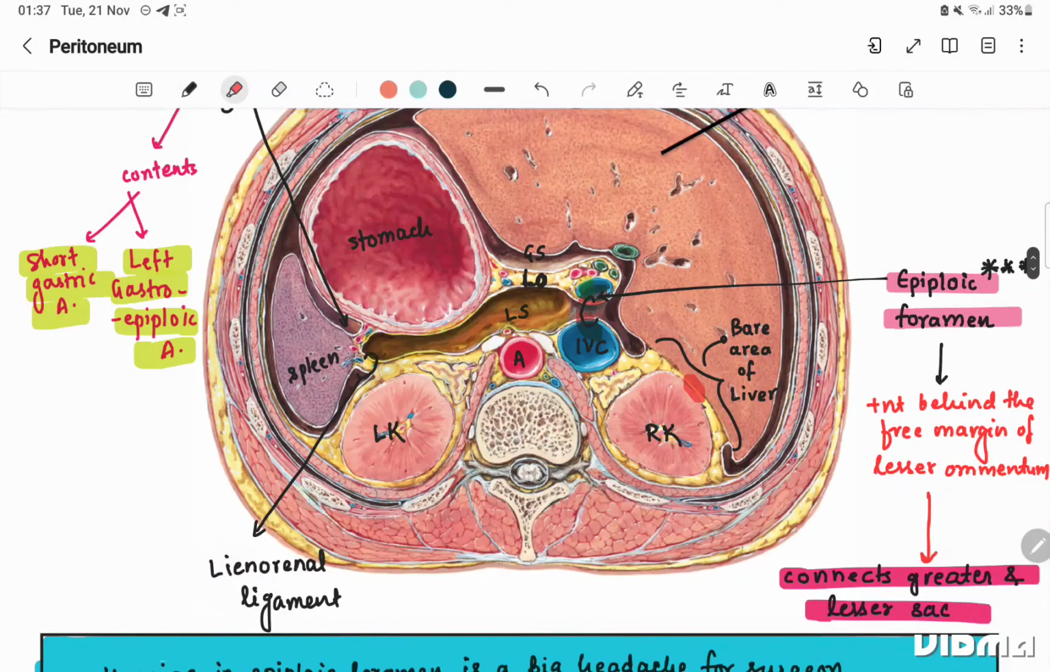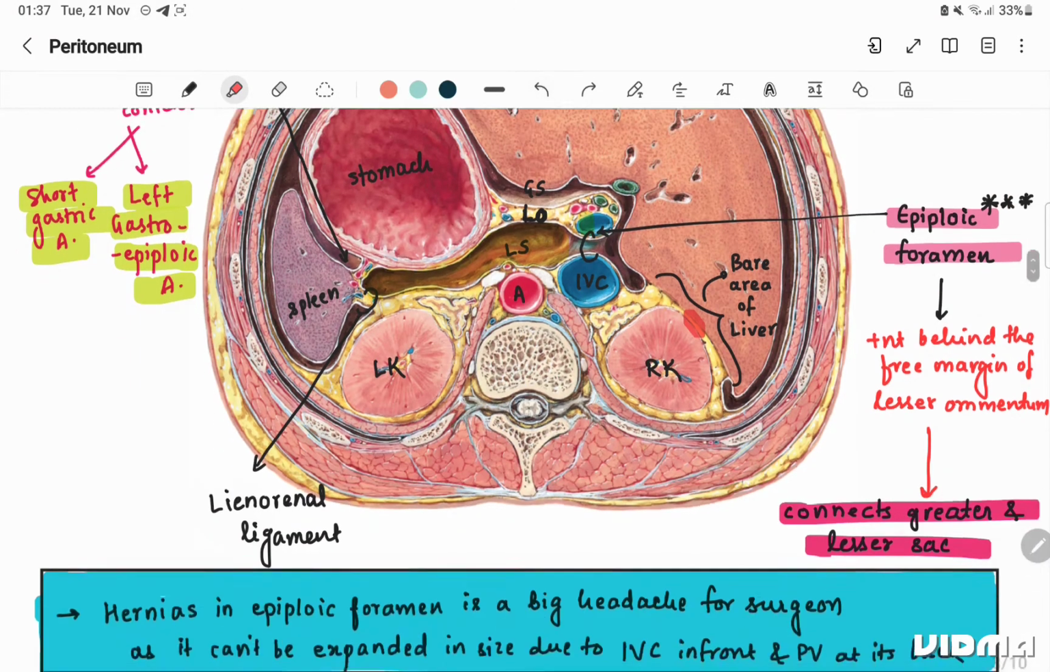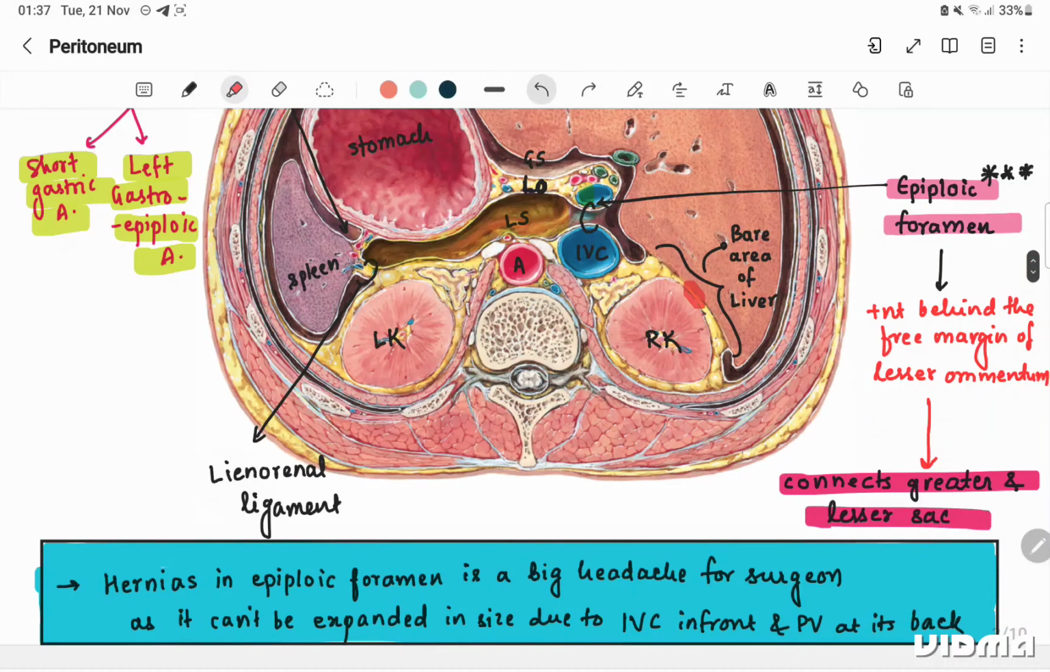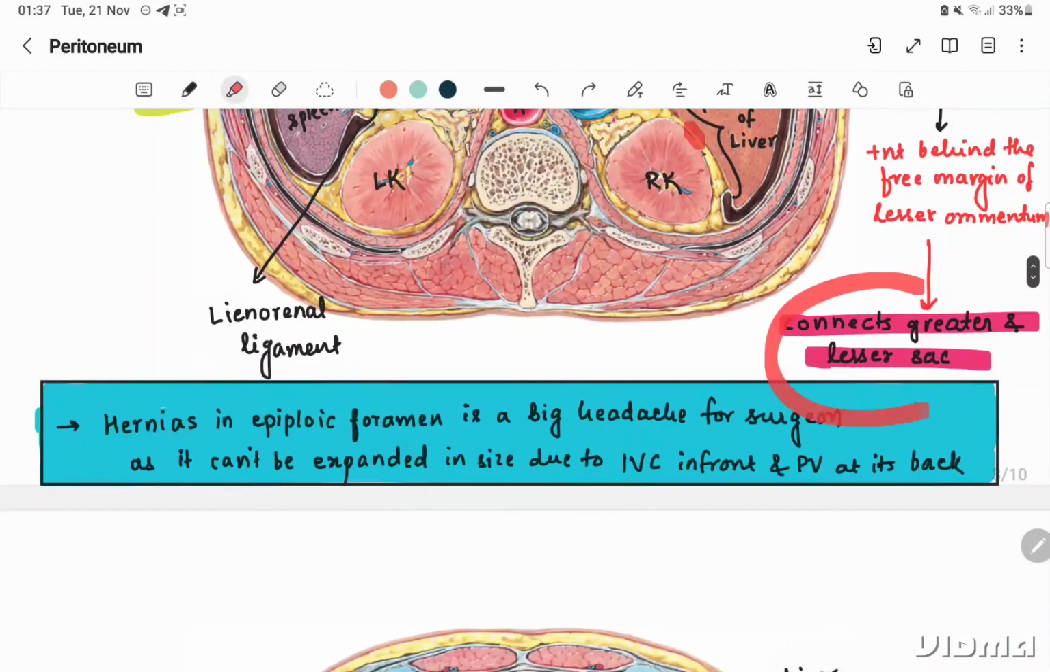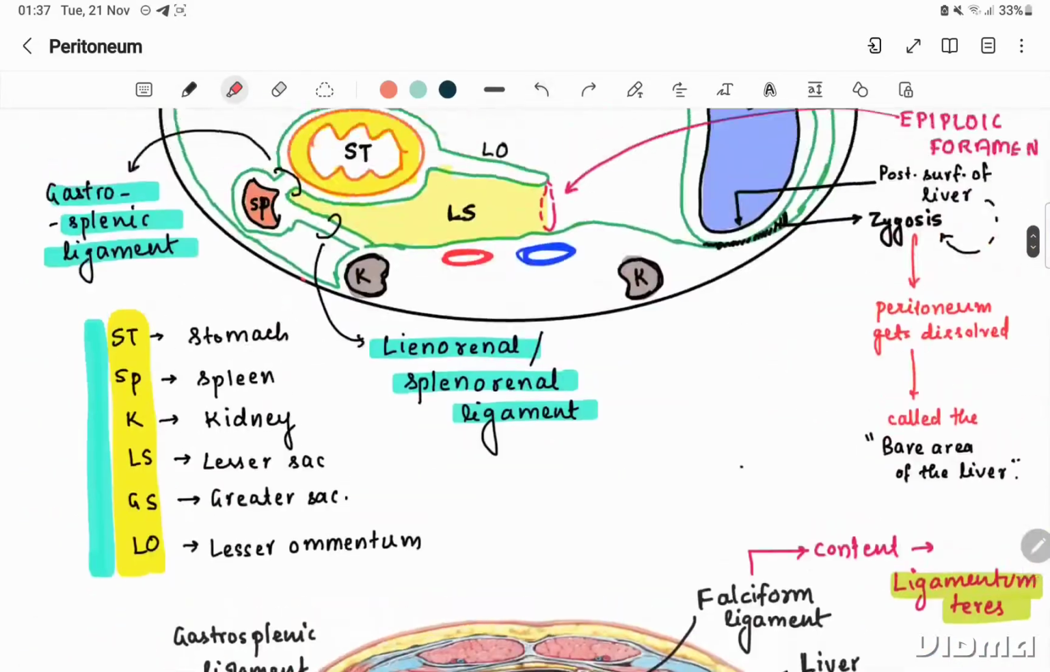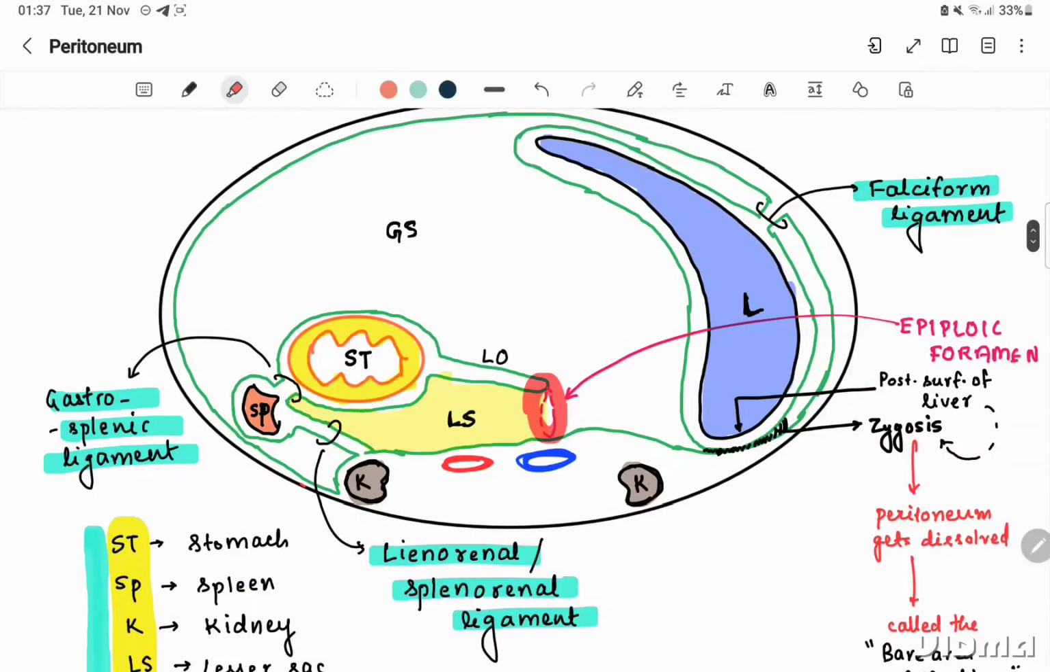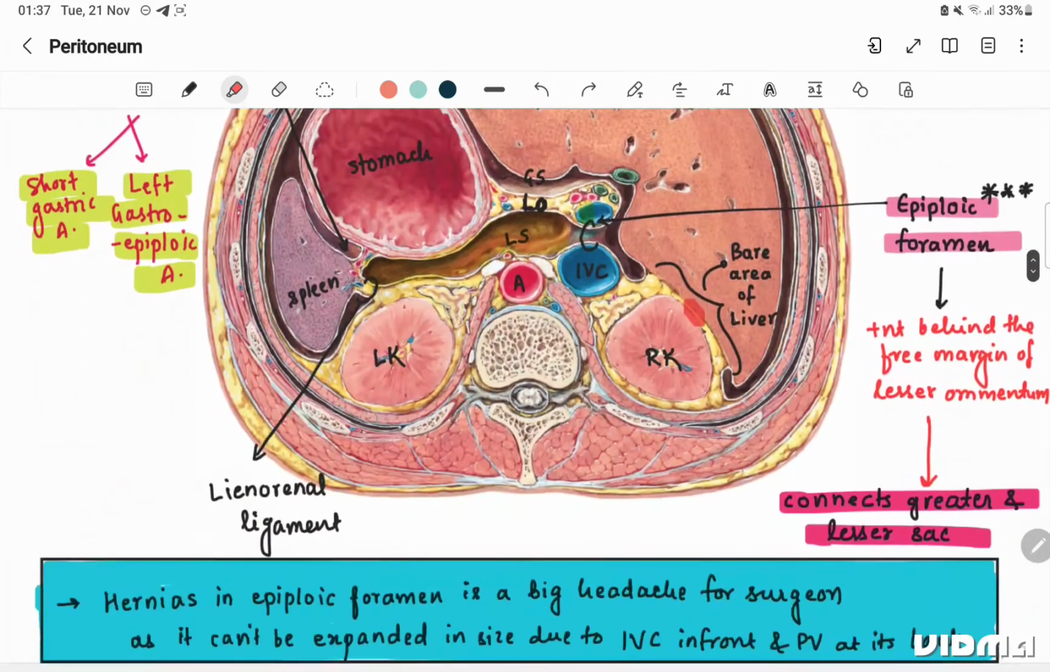We have the epiploic foramen present over here. The free border of the lesser sac is forming your epiploic foramen, so it is present behind the free margin of your lesser omentum. Behind it we have your epiploic foramen, which connects the greater sac and the lesser sac. So this epiploic foramen is basically connecting the lesser sac with the greater sac.